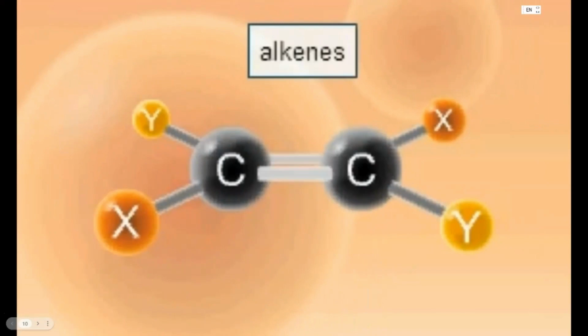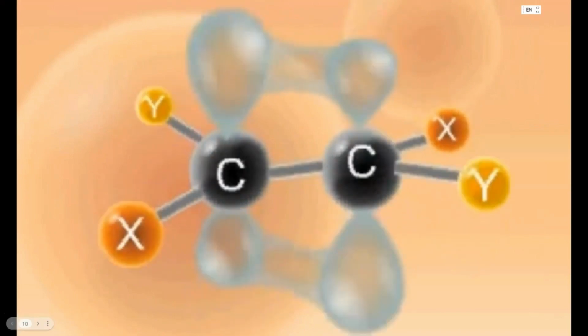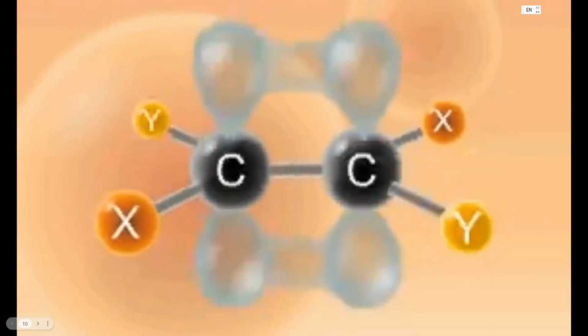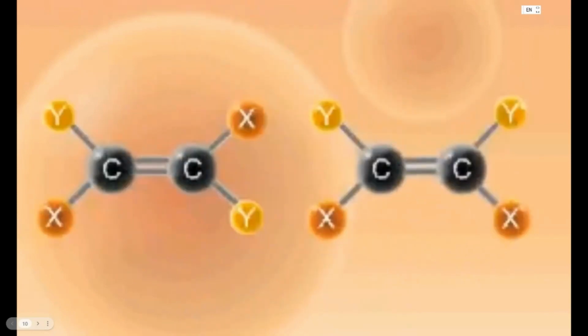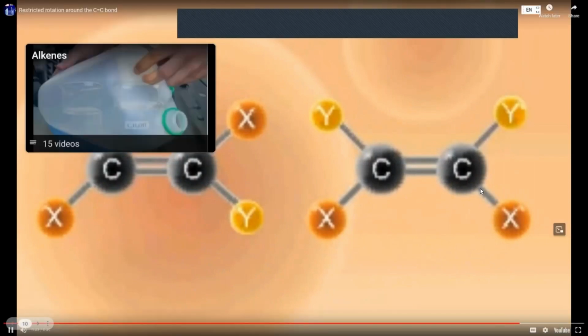The nature of the double bond requires the p orbitals forming the pi bond to be parallel to each other. Because of this, rotation around the double carbon-carbon bond is restricted in alkenes. This restricted rotation around the double bond in alkenes results in the phenomenon of geometrical isomerism.